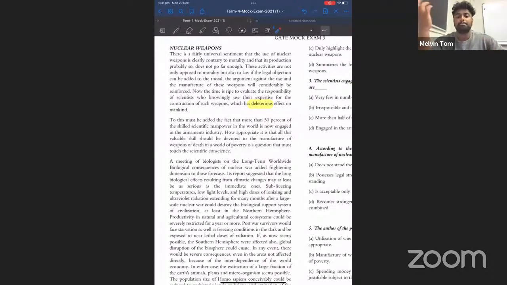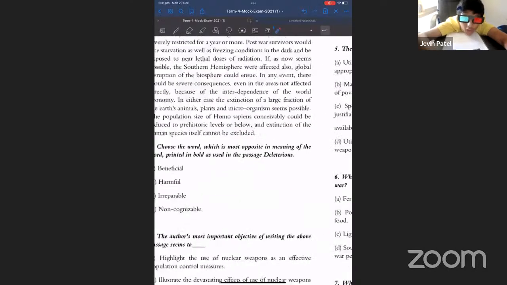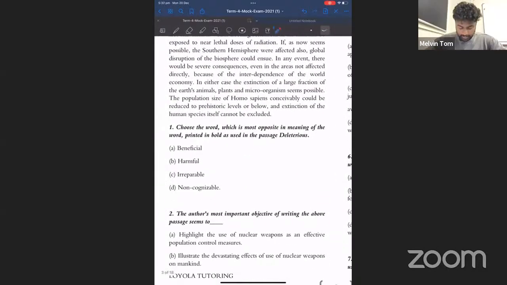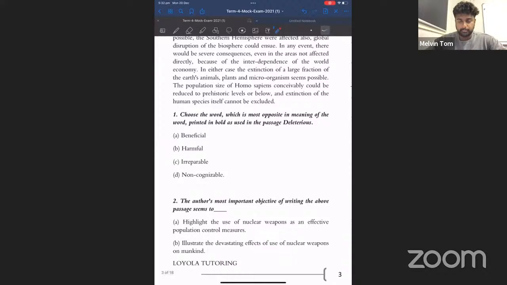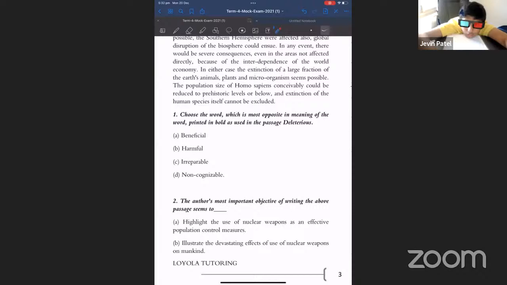So what could that mean? Most likely just bad effects, right? So which is the most opposite in the meaning of the word deleterious? Is it beneficial? Harmful is the same as deleterious. It says opposite. Then there's irreparable. Irreparable means impossible to rectify or repair, of an injury. So again, it's very similar to deleterious.